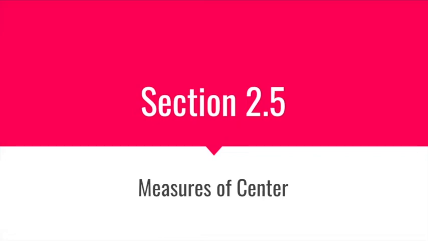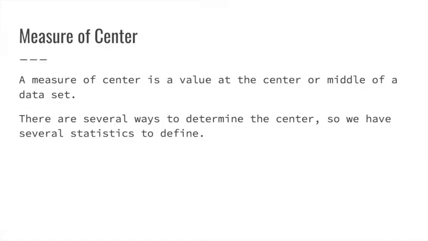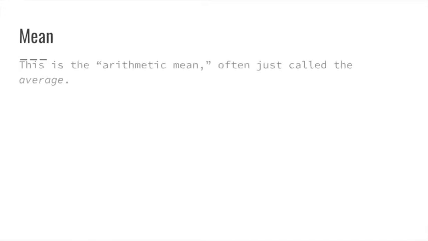In section 2.5, we're going to talk about measures of center. And at least some of this information is going to be familiar to you, I'm pretty sure. A measure of center is a value that gives us an idea of where the middle of the data is. There are several ways that we can do this, a couple different statistics that we use. And the first and most important is the mean.